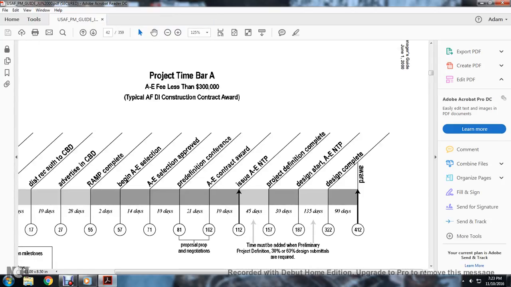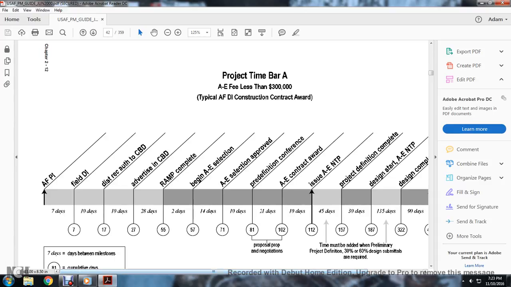Project time bar, the A&E fee is less than $300,000. The typical Air Force design instruction to construction award. The field design instruction from the requesting authority, with the CBD advertised, CBD requirement and management plan completion, beginning of the A&E selection period. Ready to approve the pre-definition conference, A&E contract award, issuing the A&E NTP, project definition complete, design start, and the A&E NTP design control.